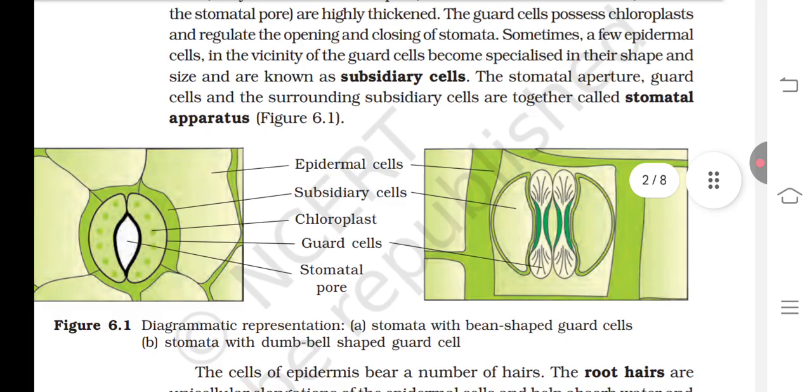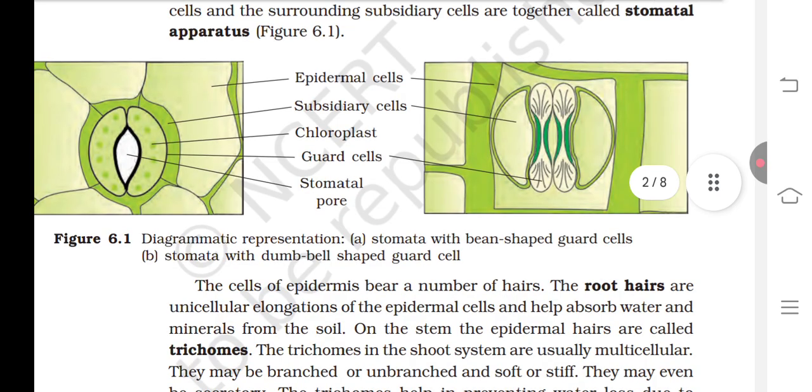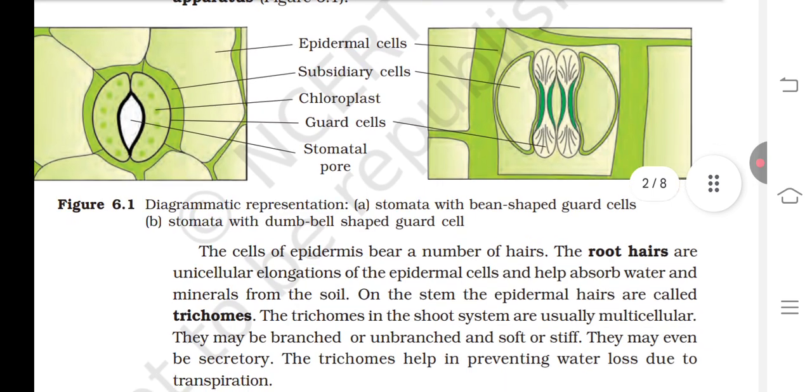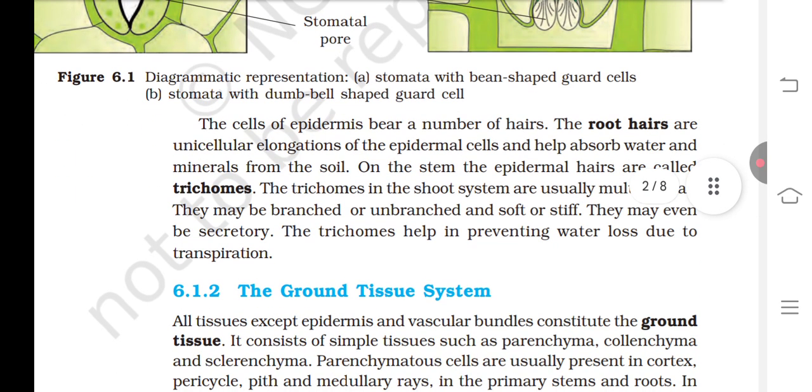Sometimes a few epidermal cells in the vicinity of guard cells become specialized in their shape and size and are known as subsidiary cells. The stomatal aperture, guard cells and the surrounding subsidiary cells together are called the stomatal apparatus. Epidermal cells, subsidiary cells, chloroplast, guard cells, stomatal pore. Diagrammatic representation: stomata with bean-shaped guard cells, stomata with dumbbell-shaped guard cells.